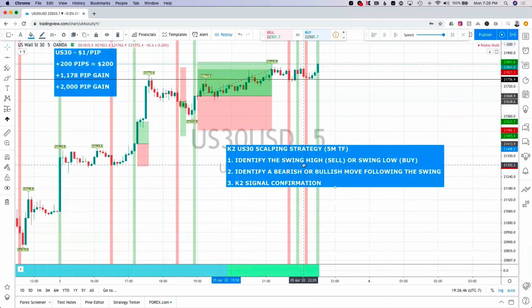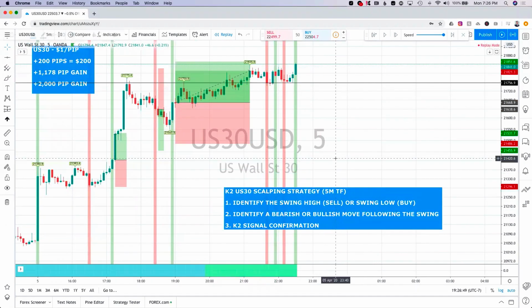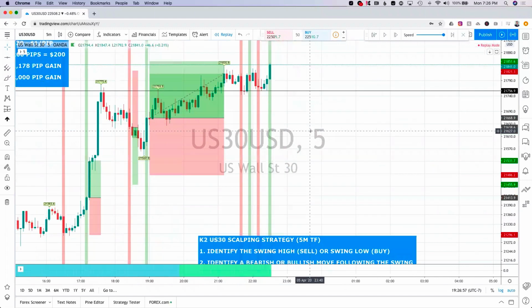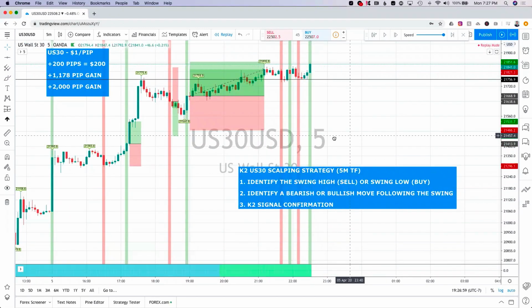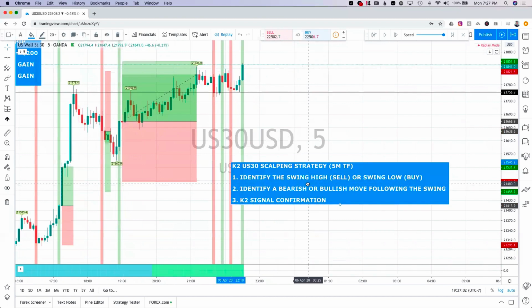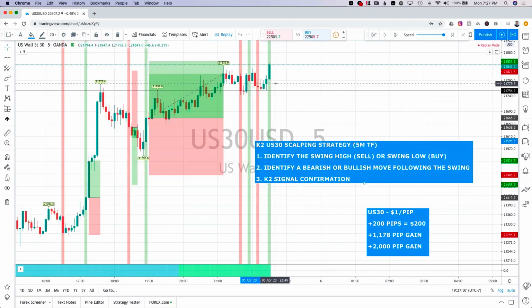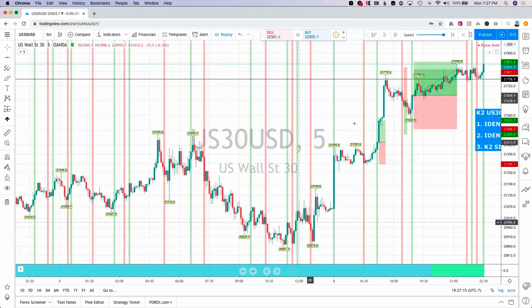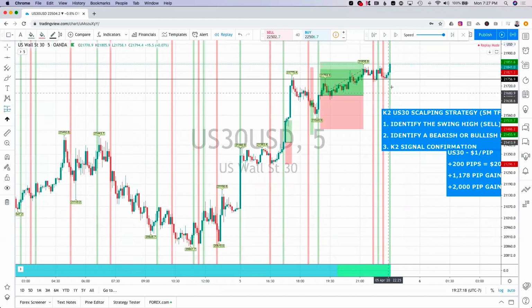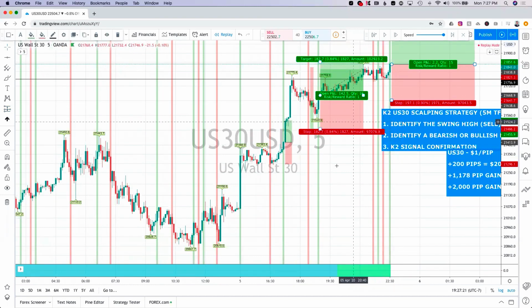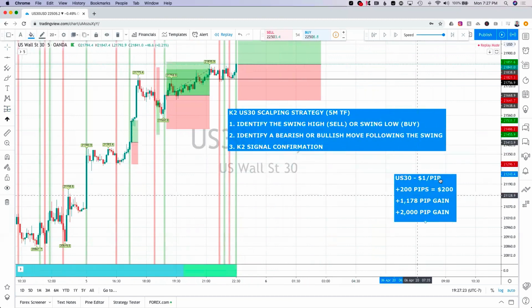And next, you want to identify a bullish movement following the swing. As it swung down here, there were 3 green candles, which provided for a bullish movement. Next, you just want to confirm it with your K2 signal. So if K2 buy confirms a bullish movement upwards, we have the three requirements now: the swing low, the bullish movement, and the K2 signal right here. So once you have those three, set up your trade right here, and you'll do the same thing that we did on those previous moves.